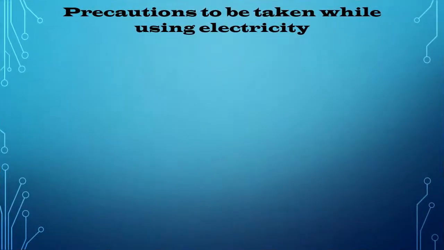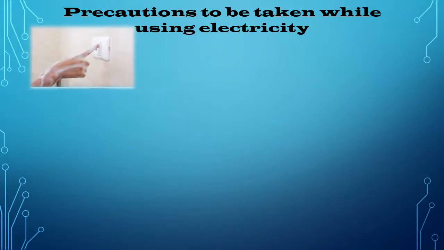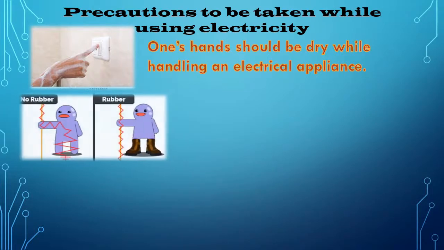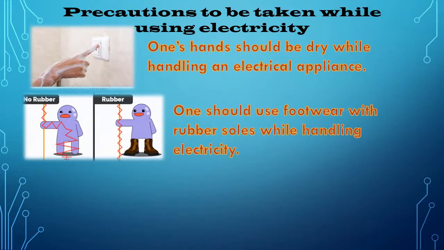Some more precautions we need to take while using electricity are here. One's hands should be dry while handling an electrical appliance and, as far as possible, one should use footwear with rubber soles. As rubber is an insulator, it prevents the current from flowing through our body, thereby protecting it.